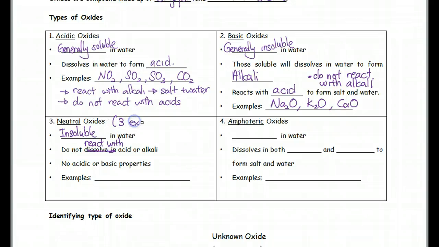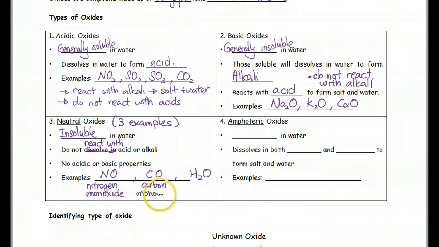Only three examples that you must know. This is actually our nitrogen monoxide. We have our carbon monoxide. And lastly, H2O, you guys know it is water. So there are only three examples of neutral oxides.